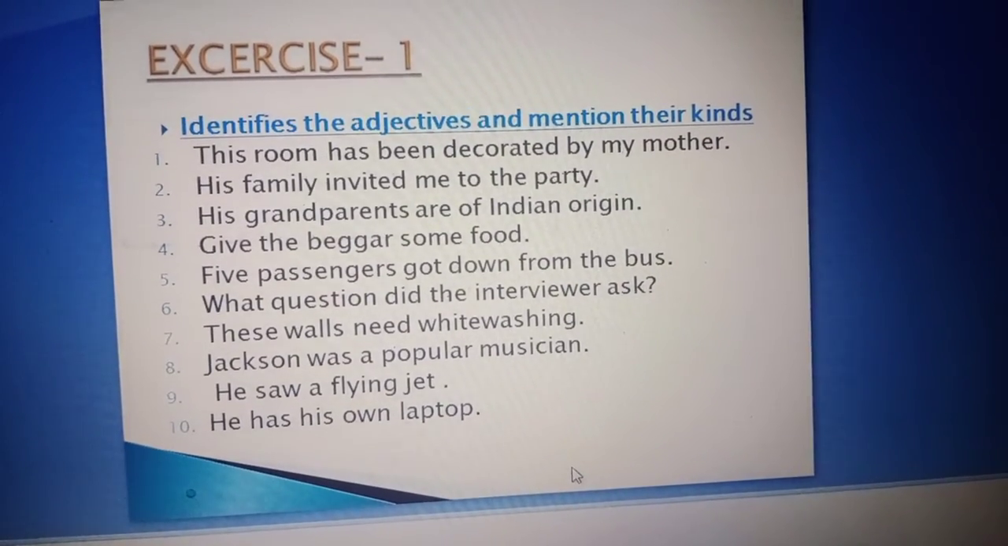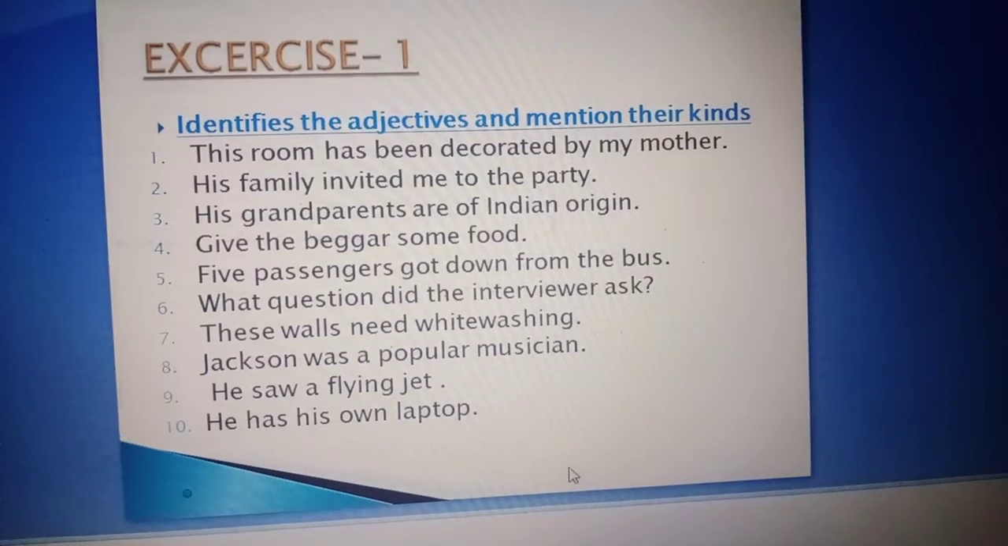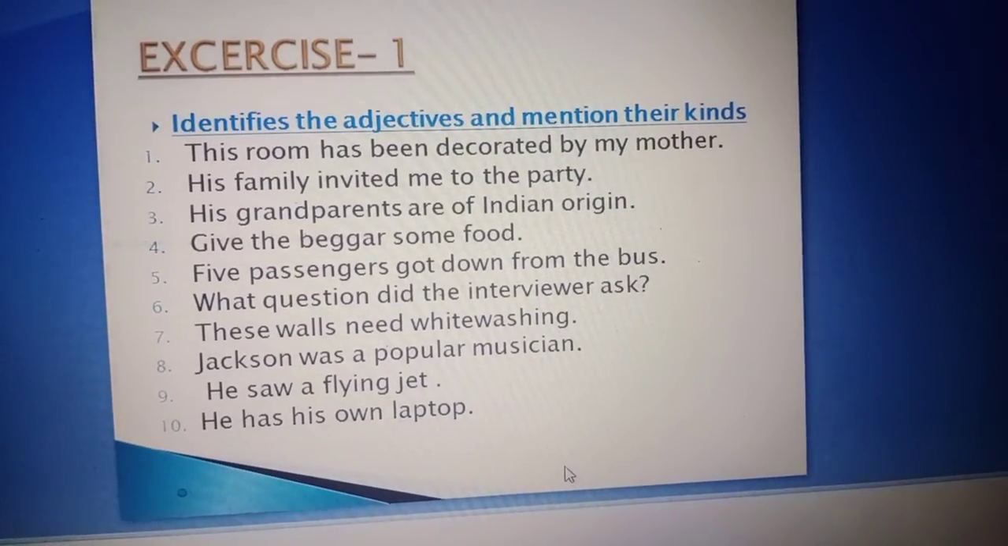So, beta, here are the 10 examples. You have to find out the adjective. This is a homework for you.